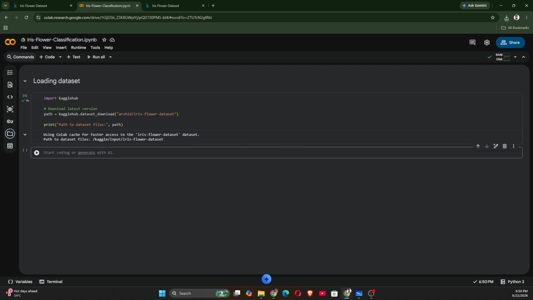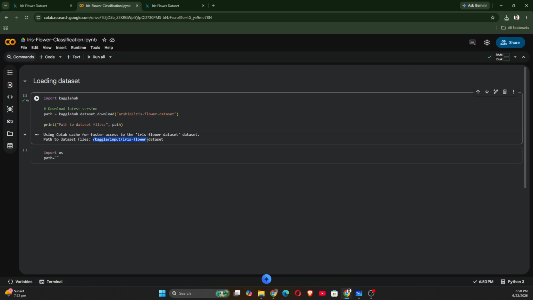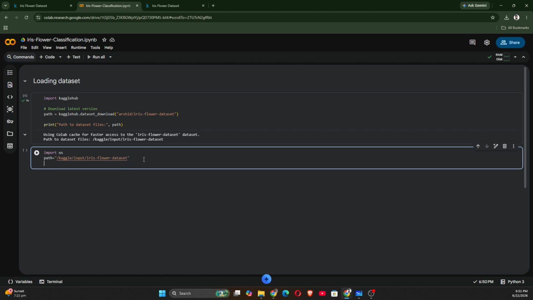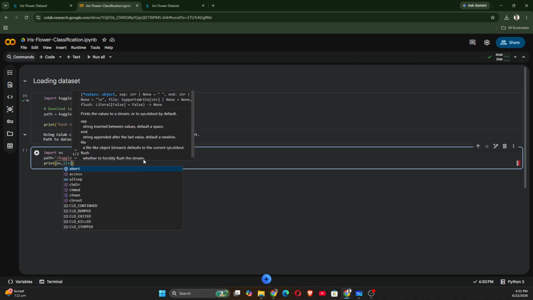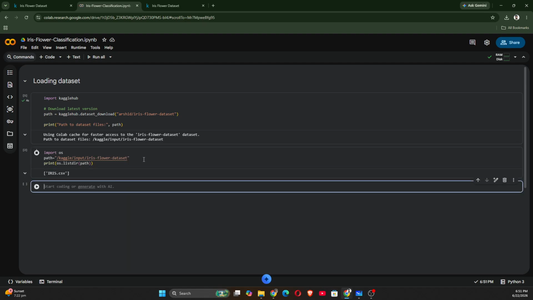So we have got the path, and now what I will be doing is import os. path is equal to the path from where Kaggle has downloaded in my system, and I would print the directory, os.listdir(path). Okay, so it is saved as iris.csv.